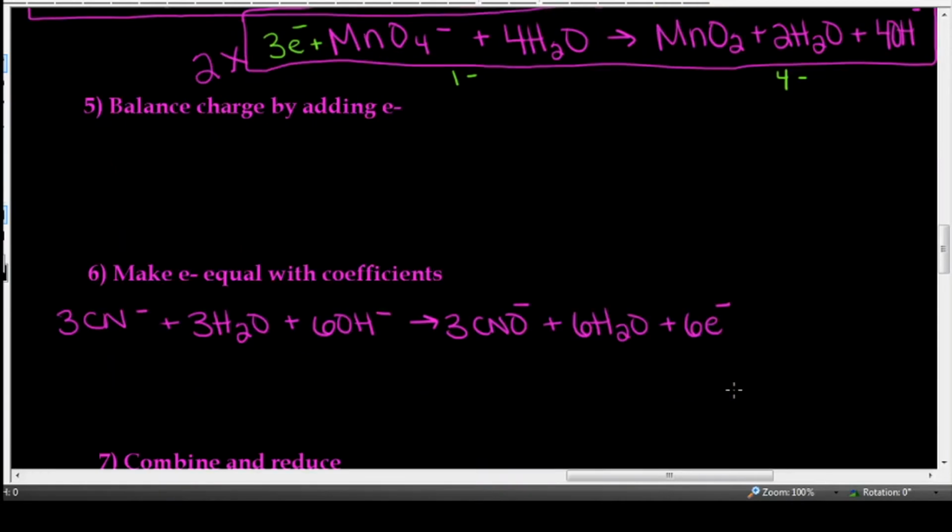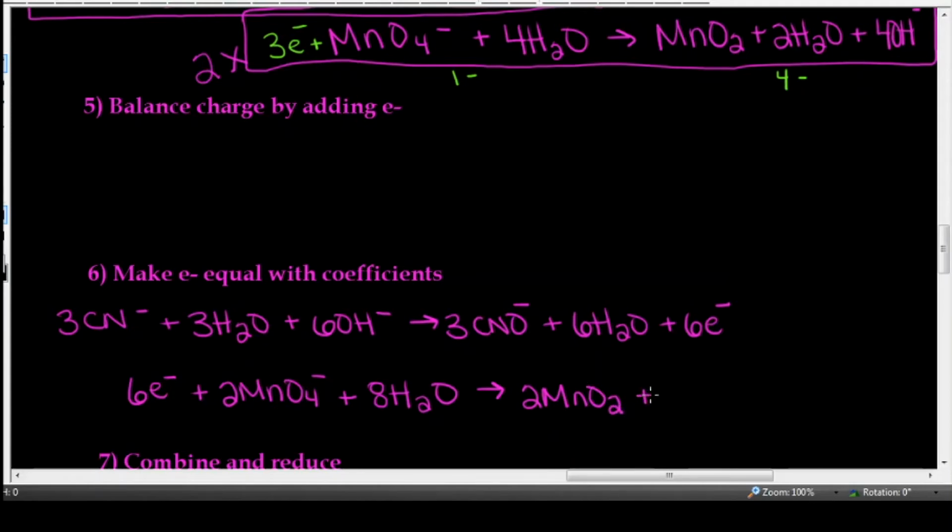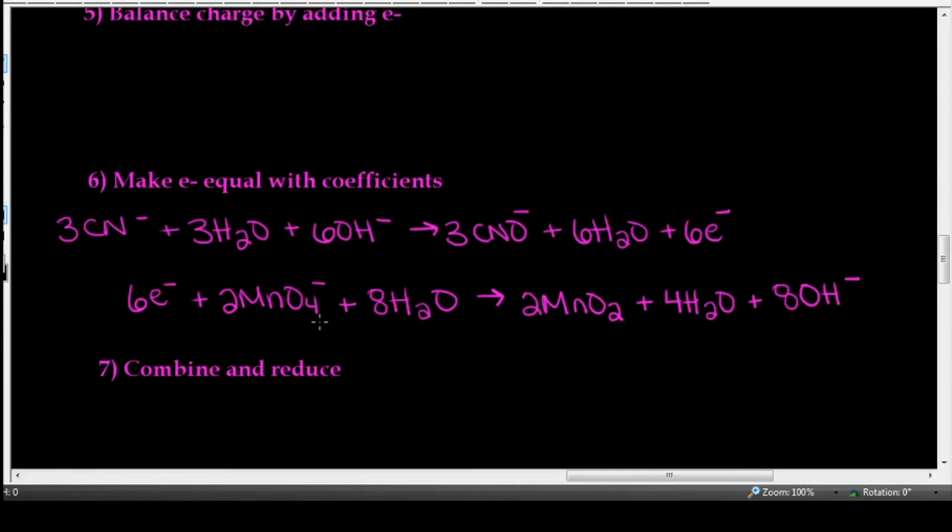Okay, let's multiply this guy through by 2. So 6 electrons, 2 MnO4 minus, plus 8 H2O. It's going to feel so good when it's all done, you guys. Stick with me here. You know it's tedious, but it's also kind of fun. What am I doing? I'm multiplying through by 2. 2 times 2 is 4 waters. And lastly, 8 OH minuses. That's a doozy. Those are just my 2 half reactions, you guys.